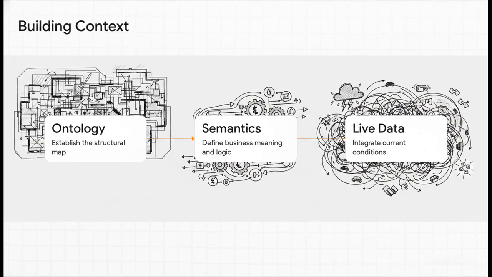Step 1, establish the ontology. You build that structural map. Step 2, define the semantics. You layer in the actual business meaning and logic. Step 3, integrate live data. This is where you feed in the current conditions, the live traffic, the real-time weather, or, in a business sense, your current API loads, live inventory, and the real-time system state.